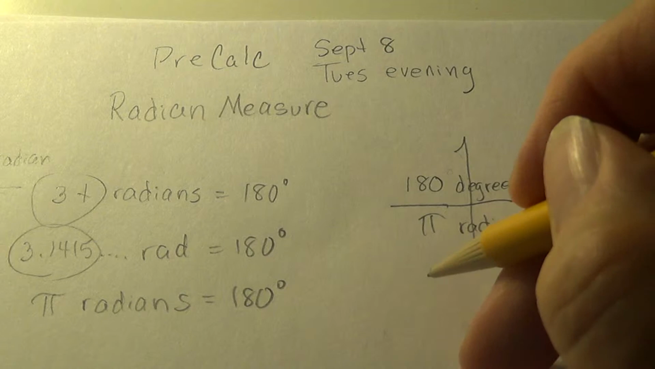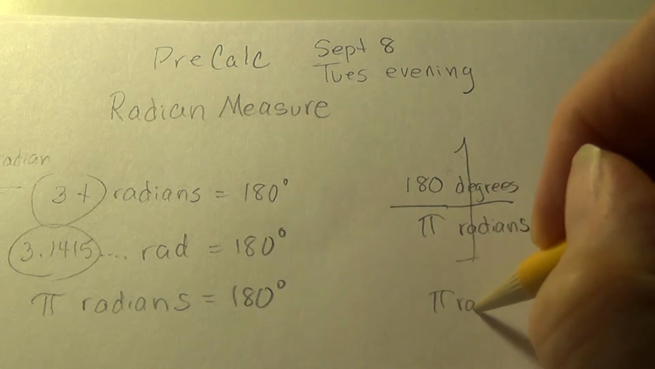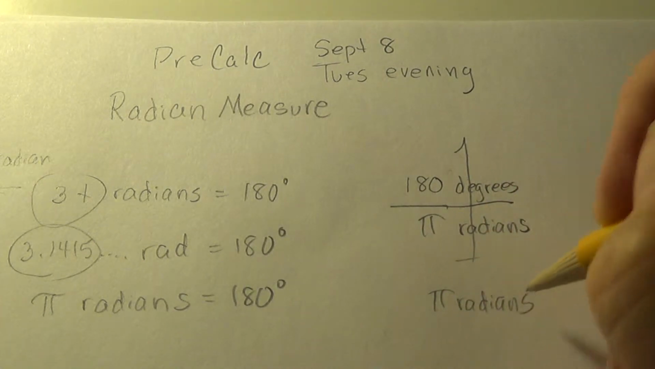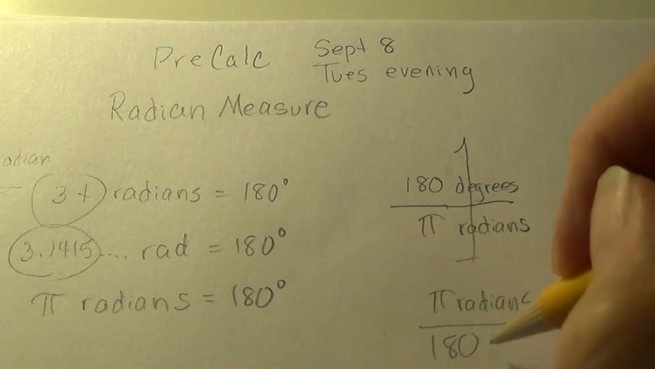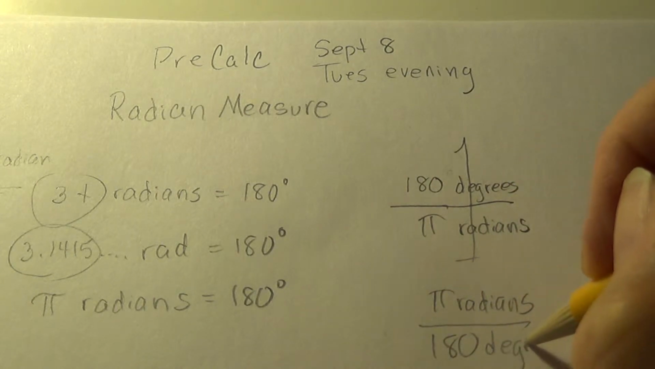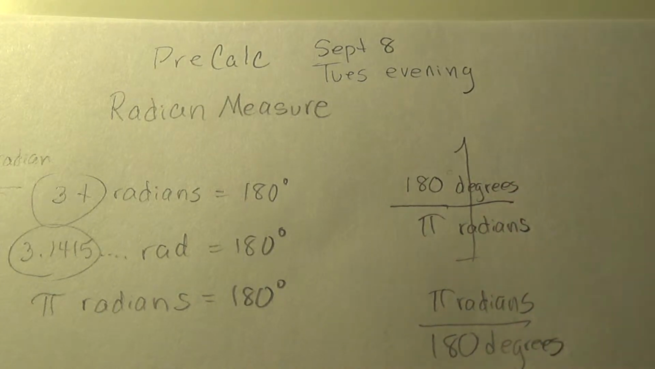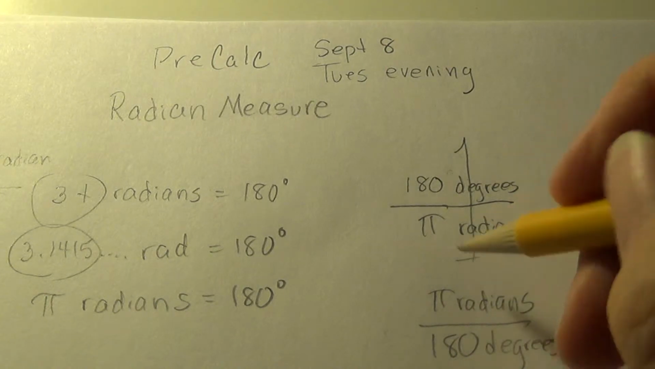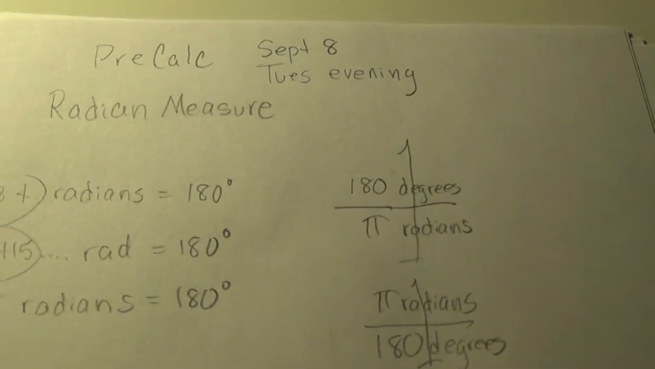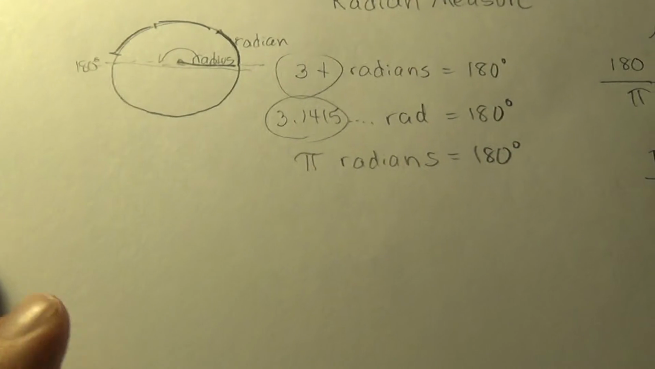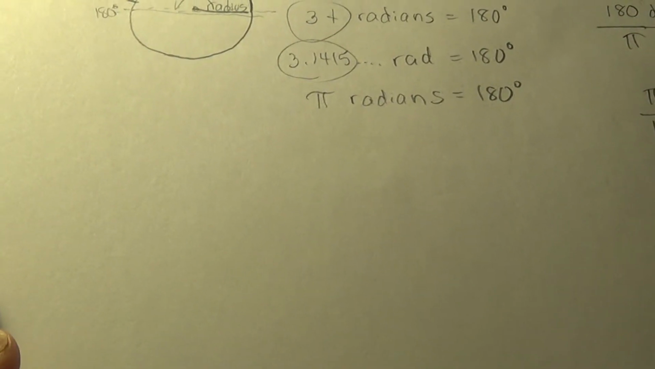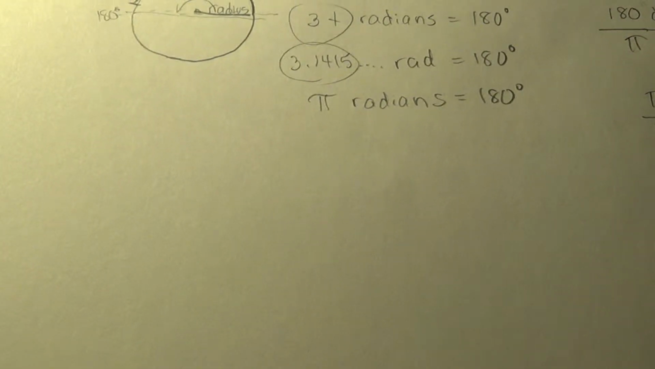And the same if I put pi radians on top and divide it by 180 degrees. What does this equal? Anything divided by its equivalent is 1. So when I multiply by it, I haven't changed anything. When you multiply by 1, nothing really changes. The value doesn't change, but the form will.